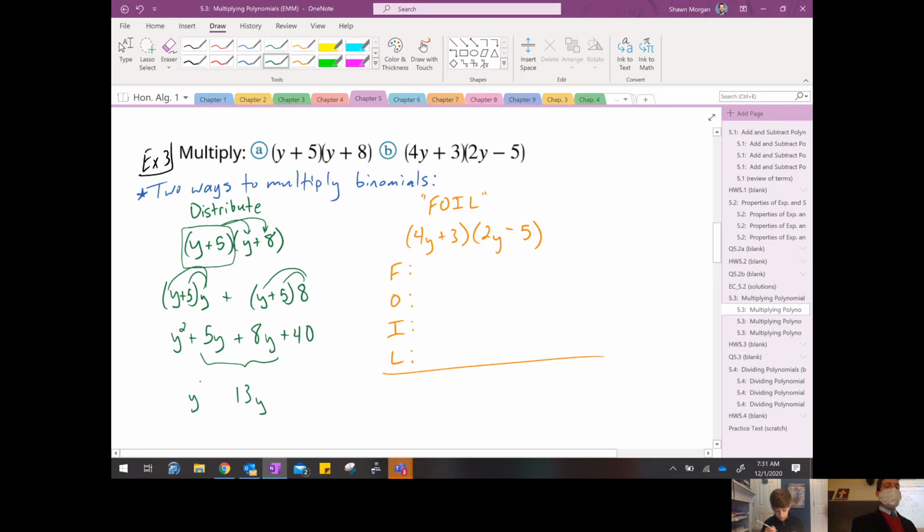13y. Ooh, and I love how he did not change the y to, like, y squared or something kooky like that. Sometimes I'll get students that will do that, and that's no good. That's not what we want to do.